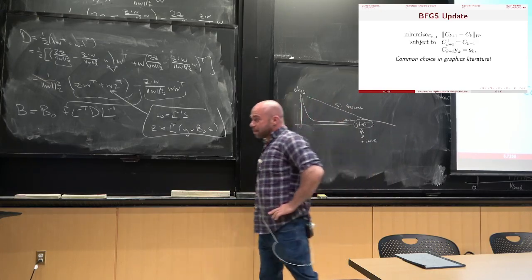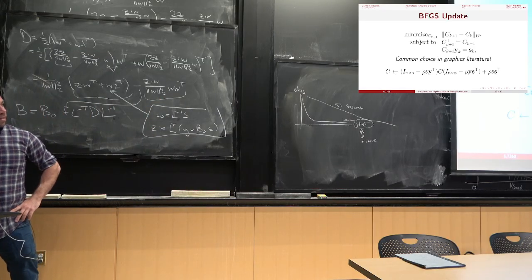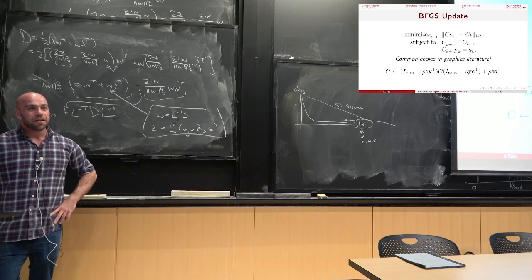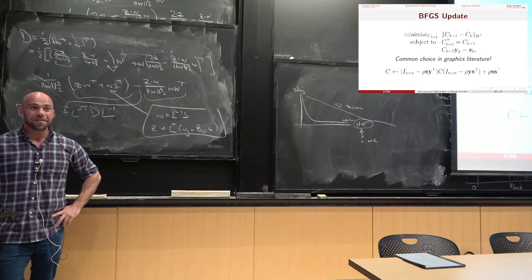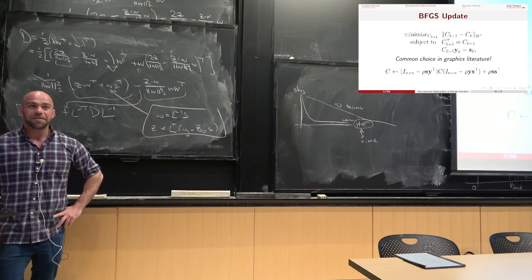So this algorithm is called BFGS. It stands for four guys whose names I have forgotten. This is the update. Notice it basically looks the same as before. Notice also you don't need to invert this matrix because it already is an approximation of the inverse. So this is directly the formula that you would use in BFGS.